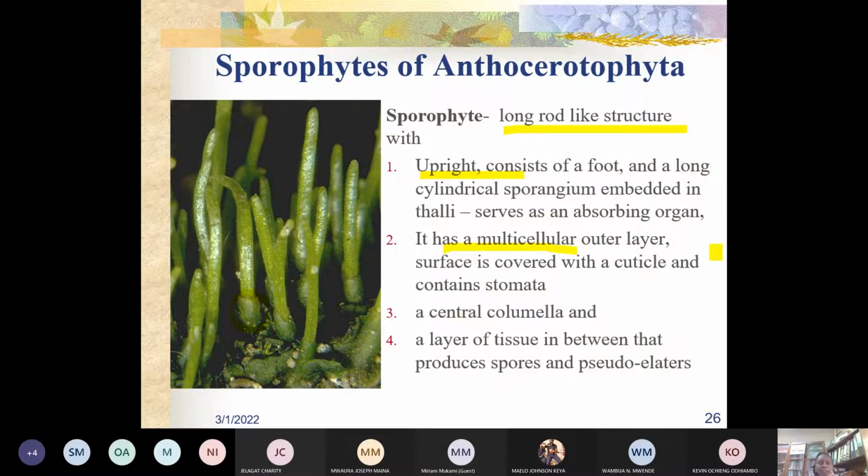So it has a multicellular outer layer. You can see it on the diagram. But the outer layer is covered with a cuticle and also stomata. Then it has a central columella. You also can see it from this particular diagram. And then it has various layers, a layer of tissue where spores are produced. So we have spores and elaters.